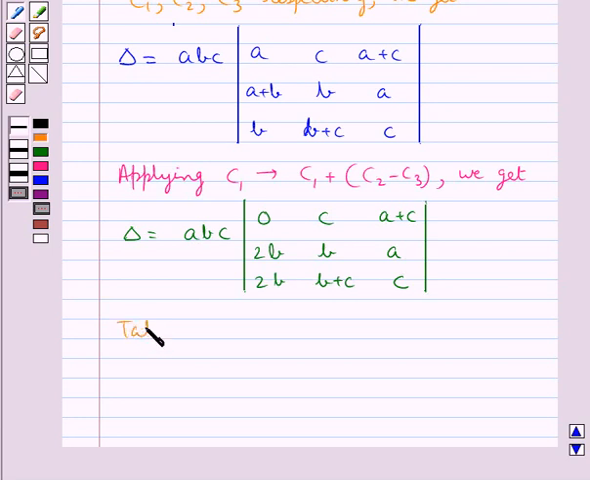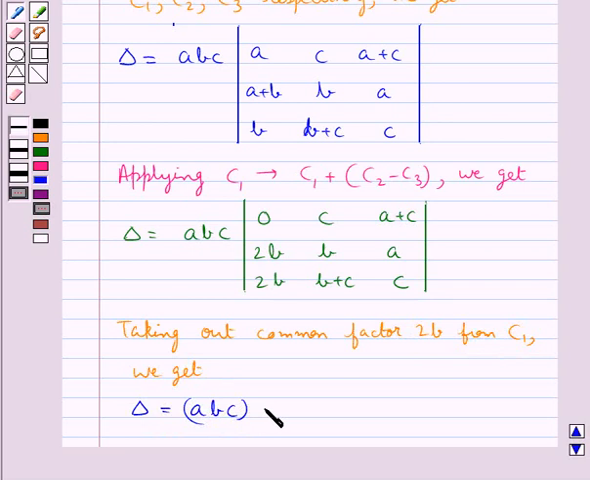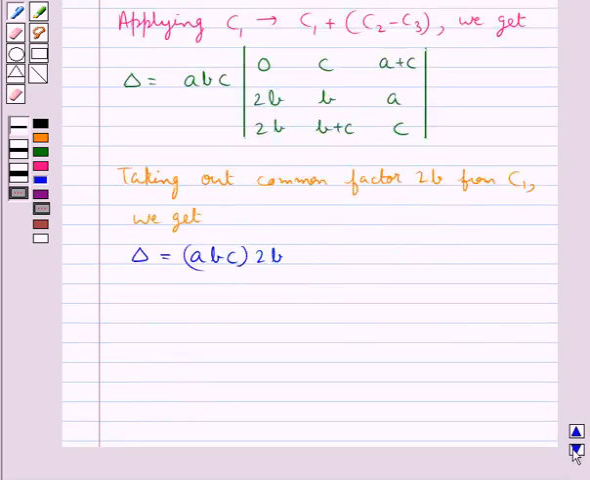Now taking out common factor 2B from C1, we get delta is equal to ABC into 2b into the determinant with elements 0, c, a plus c, 1, b, a, 1, b plus c, c.